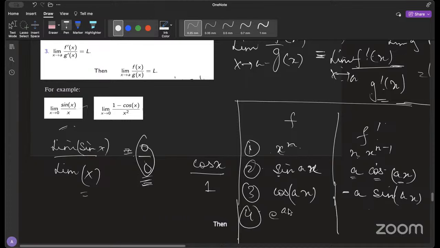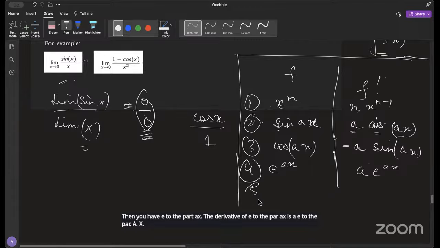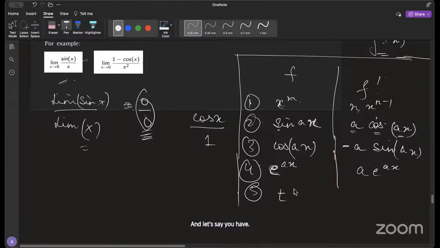Then you have e to the power ax. The derivative of e to the power ax is a e to the power ax. And let's say you have t to the power x, where t is a real number. The derivative should be t to the power ax, but you'll have to add the natural log of t.